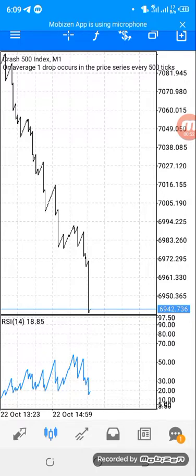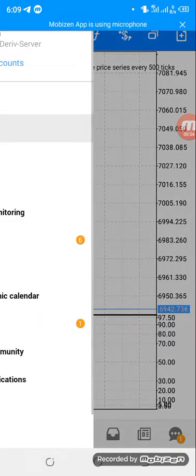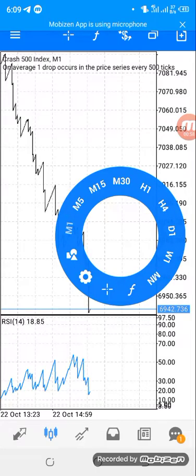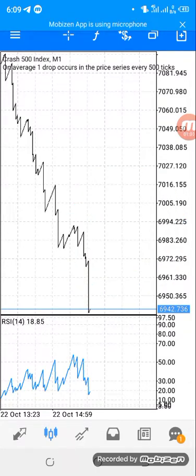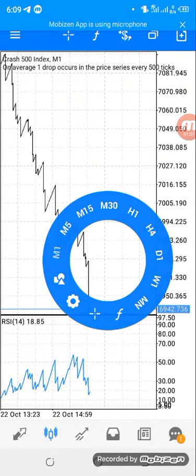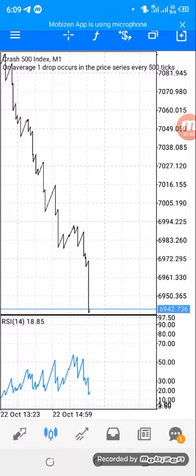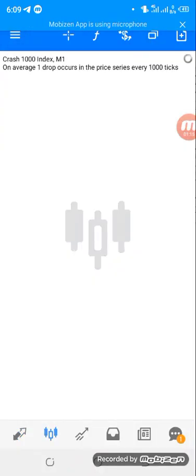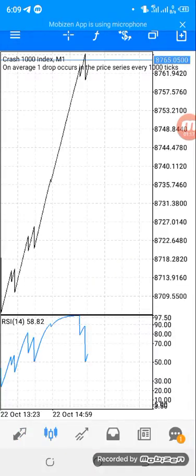As you can see, this is the real account, this is the Leaf Saver, this is my real account. I would like to do a live trade, one of the live trades. Before we do that, I am going to see how this market is going to go. So I'm going to look at Crash 1000.